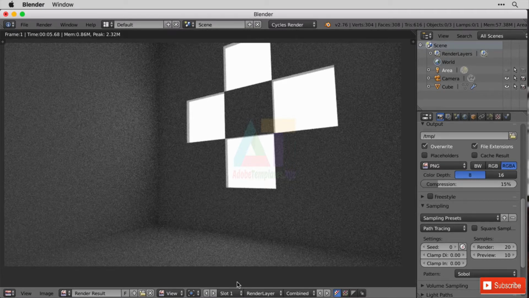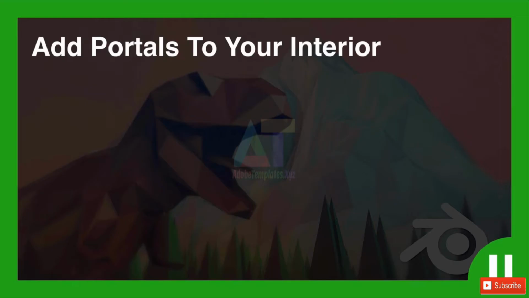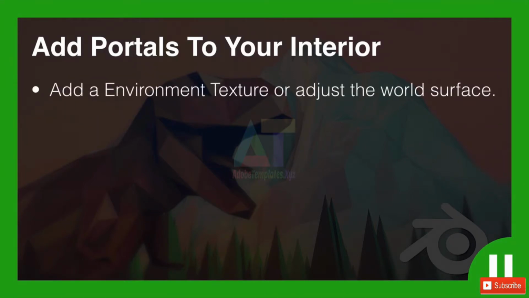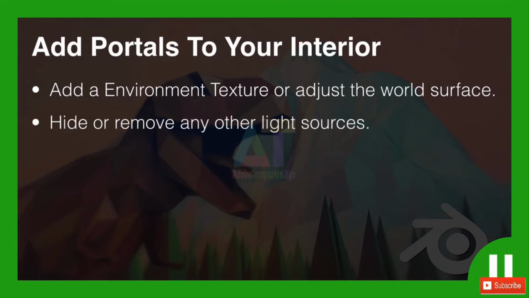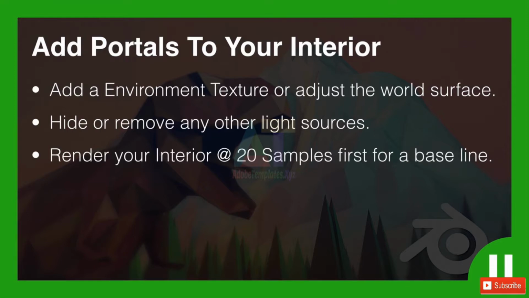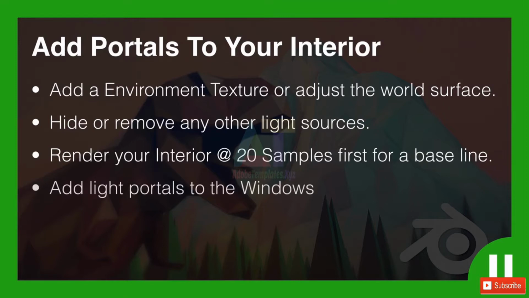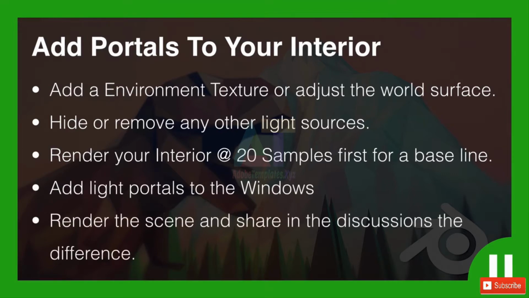So now we understand about portals and how to put them into a scene, I've got a small challenge for you. I would like you to add some portals to your interior. So add an environment texture, or indeed just adjust the world surface like I did in the example. Hide or remove any other light sources, so it's a fair comparison. Render your interior at about 20 samples first for a baseline. Add light portals to those windows, and then render the scene and share in the discussions the difference it's made. Pause the video now and give that a go.